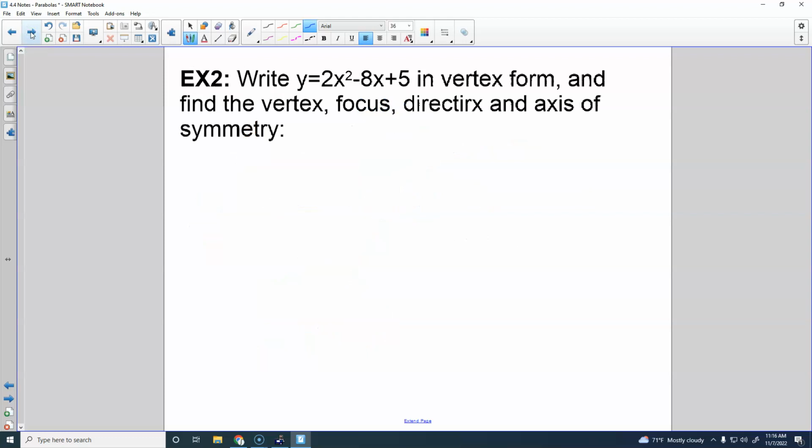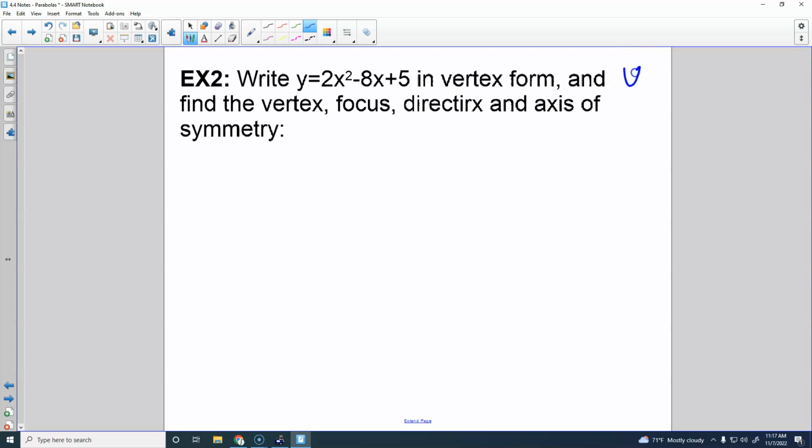Okay, now this one, I need to write in vertex form, and then I've got to find the vertex, focus, directrix, and axis of symmetry. This is similar to circles, ellipses, and hyperbolas, but it has a few small differences. The biggest difference is we only have one variable that is squared. If your x is squared, you're going to have one that opens up or down. If your y is squared, you'll have one that opens left or right. In this particular case, it opens up or down. Is it going to open up or down?